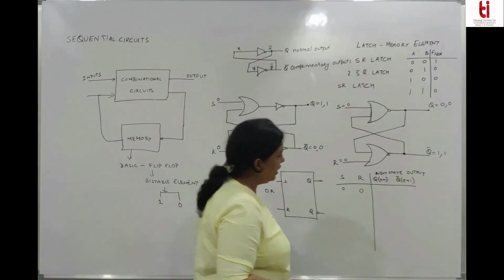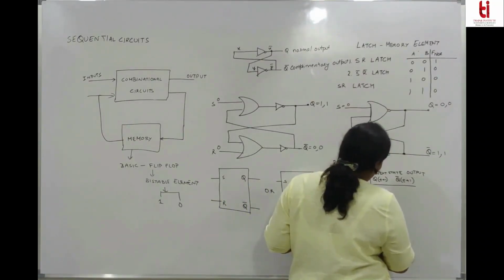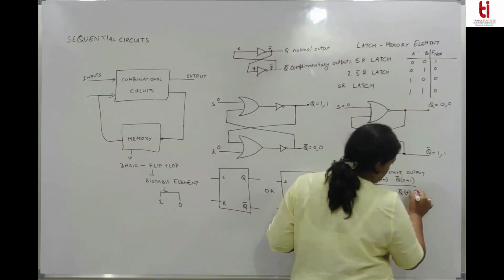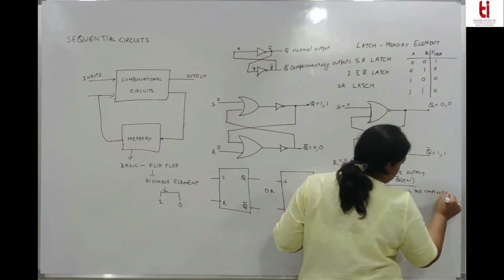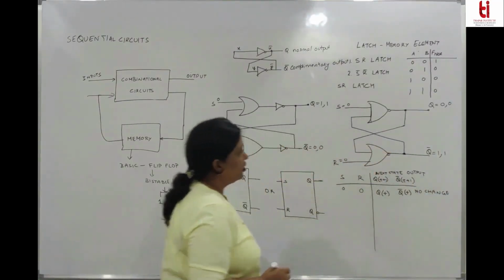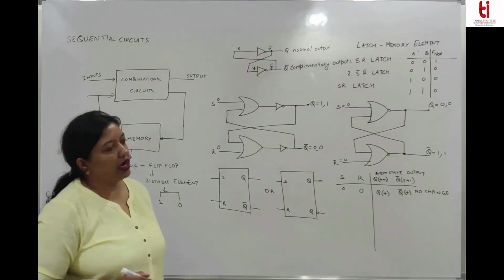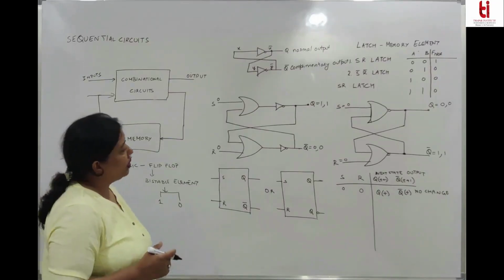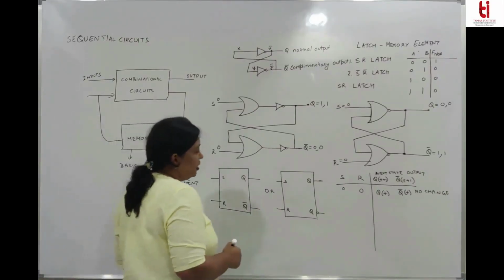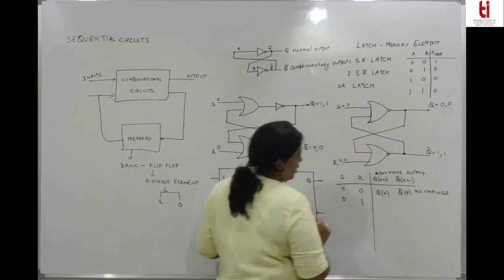So it says that when both the inputs of a NOR latch are 0, the output remains unchanged. No change. If it is 0 0, Q is 0, Q bar is 1, it remains the same. If Q is 1, Q bar is 0, then also it remains the same. Then we come to the next state when S is 0 and R is 1.